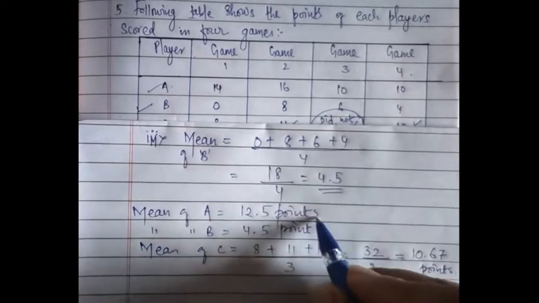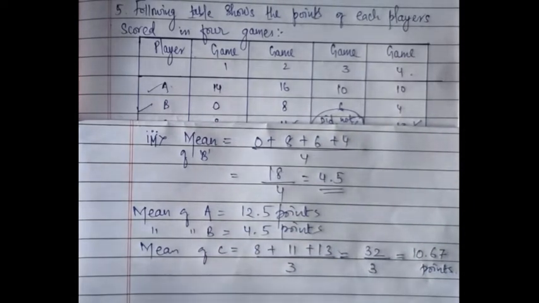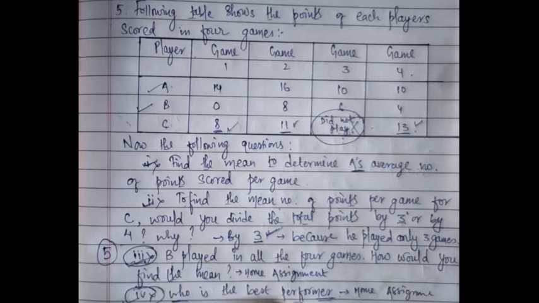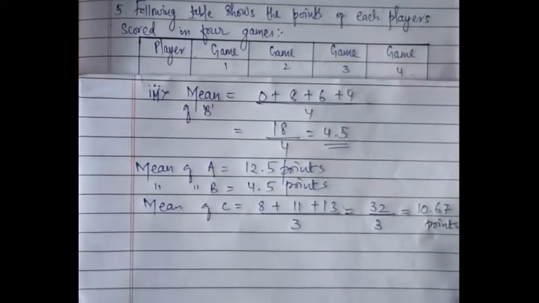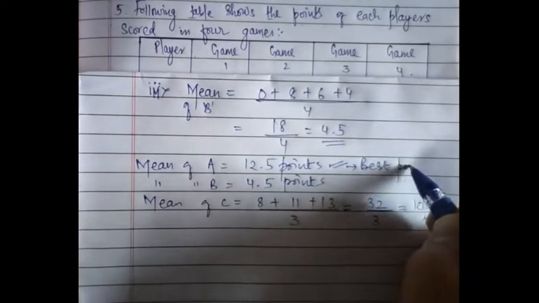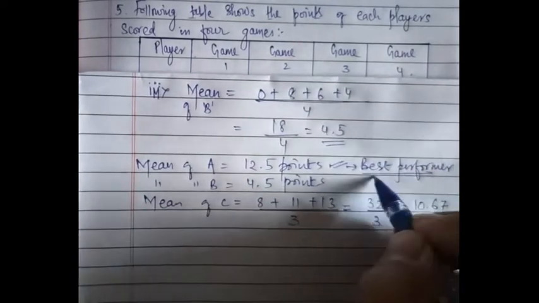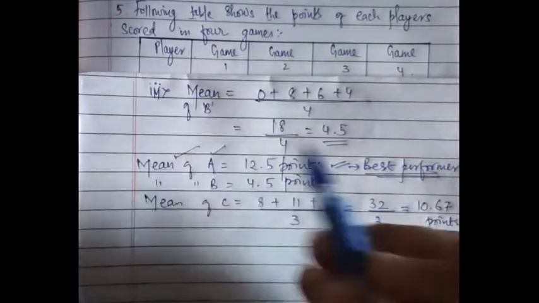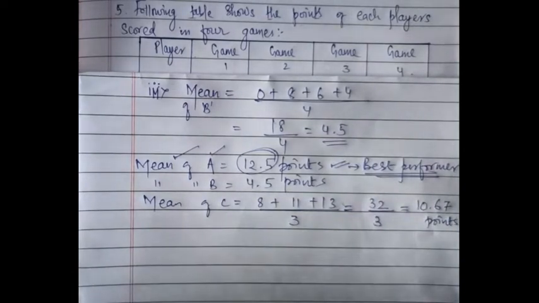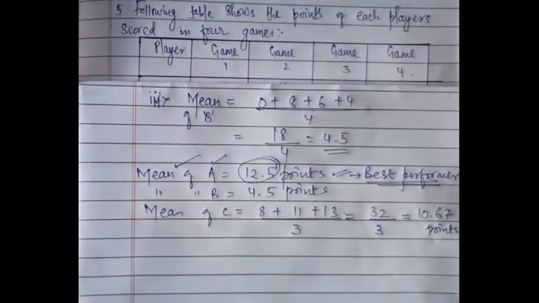So why are we solving the mean of every player A, B and C? Because in question number 4, the question is who is the best performer, right? To find this, we have to know the mean. Among these, which number is the biggest? Of course 12.5. So the best performer will be player A. The mean of A is the biggest value, so the best performer is A. Okay, with this we are over with our home assignment.